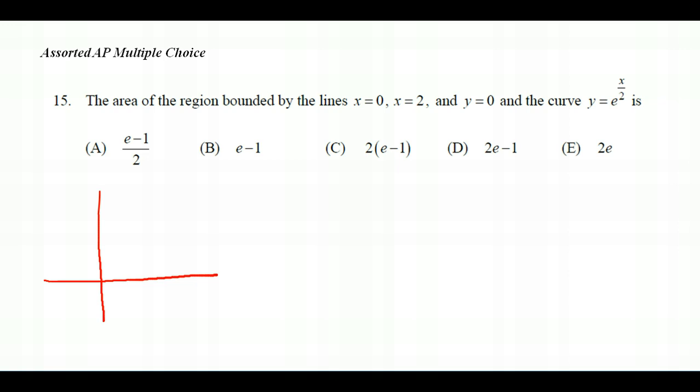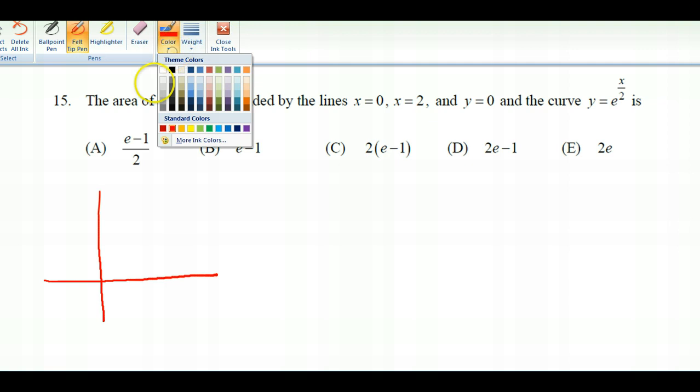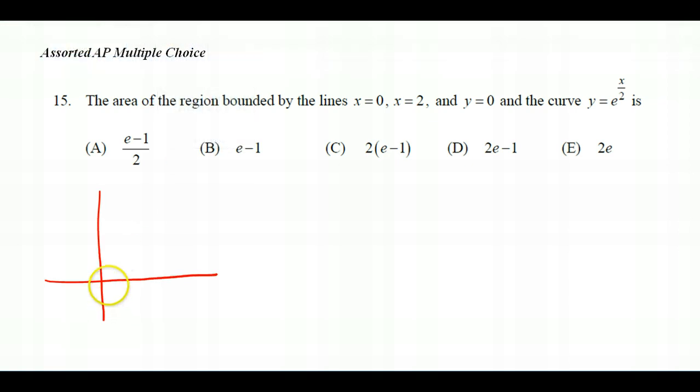So y equals 0 is just the x-axis. So I know that the x-axis, switch to a different color, I know that the x-axis is going to be one of the bounds. And now x equals 0, well that's the y-axis, so that's going to be another bound. X equals 2 is going to be yet another. And then finally, graphing y equals e to the x over 2.